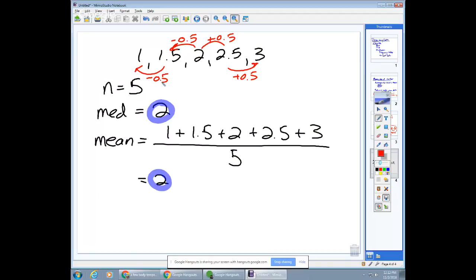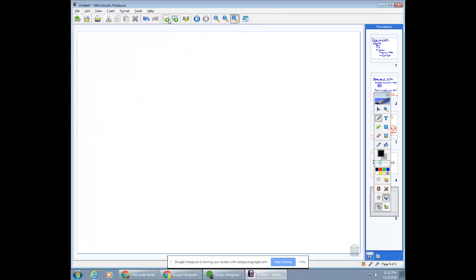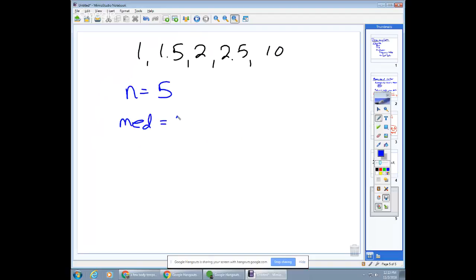So let's tweak the data set a little bit and see what happens. So same set of numbers, almost. Okay, so maybe these are, again, housing prices in hundreds of thousands, and there's one really big fancy house in the neighborhood. So n is still the same, right? The count, still 5. Median's still the same, isn't it? Mm-hmm. There's still 5 numbers. The median's still 2. That didn't change, no matter how big I made the max.